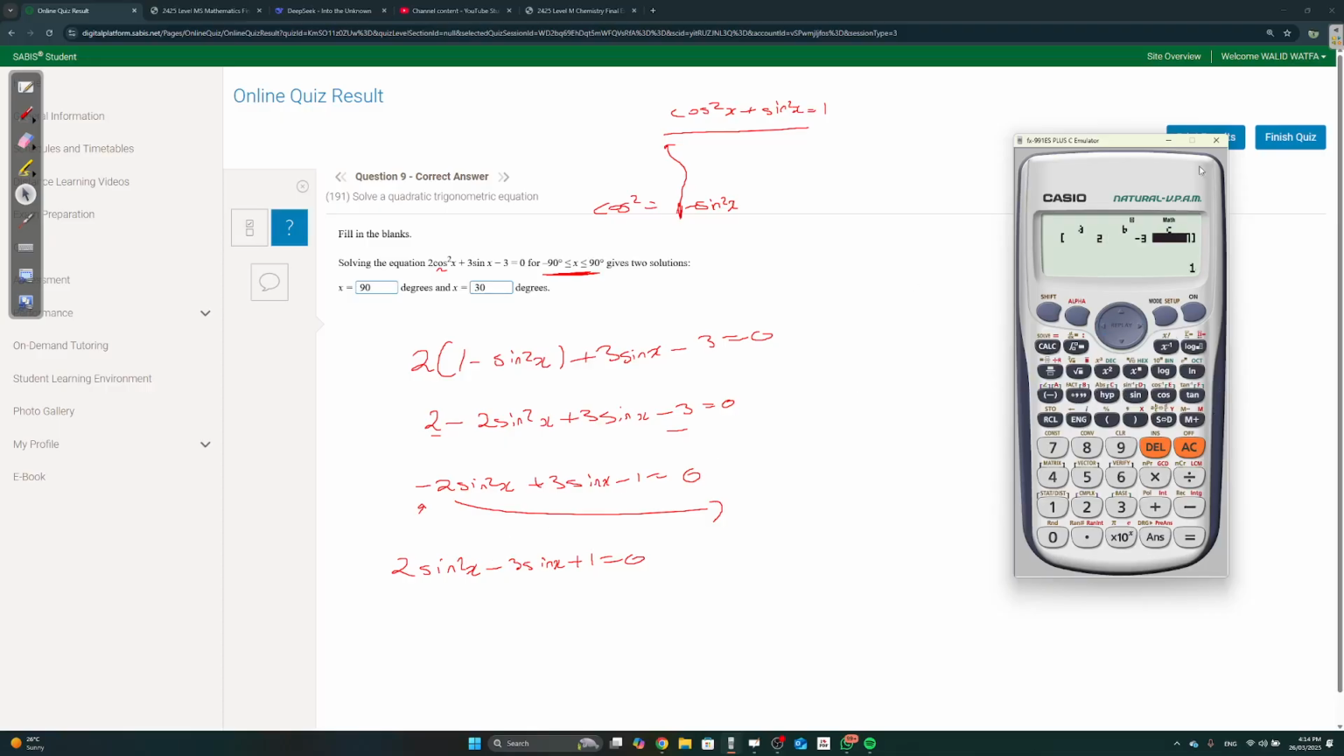Anyways, if you have equation mode, throw it in there. If you don't, use the quadratic formula, I'm not going to waste my time. You're going to get two solutions. You're going to get sine x is equal to 1, and you're going to get sine x is equal to half.